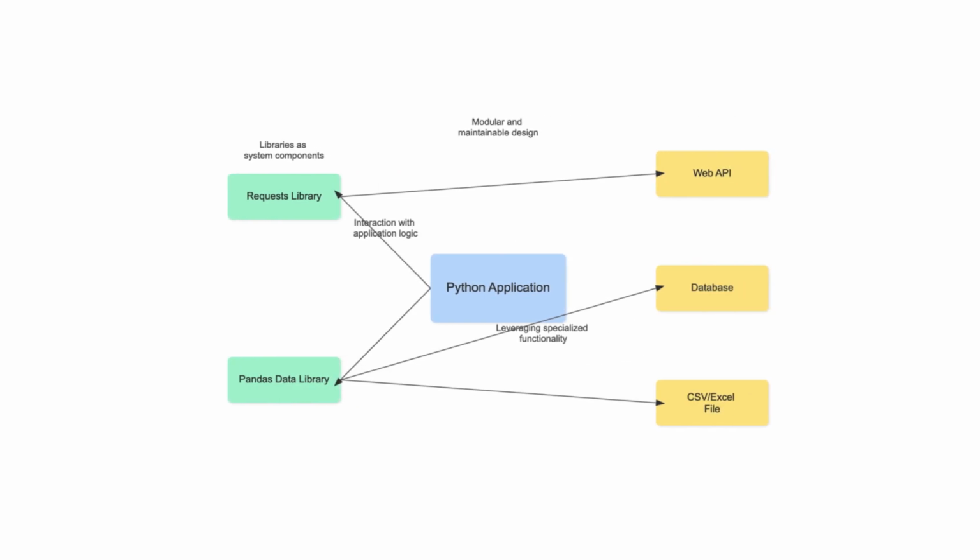Now, let's look at how external libraries fit into the broader architecture of your Python application. When you integrate a library, it becomes a component within your system, interacting with your custom application logic and potentially with other external services. It's not just a standalone piece of code, it's a building block. For example, if you're building a web application, your main Python script might use a web framework library like Flask or Django to handle routing and requests. That framework, in turn, might use a database connector library to interact with your data store, or a requests library to fetch data from another API.